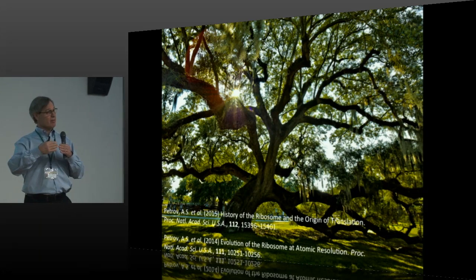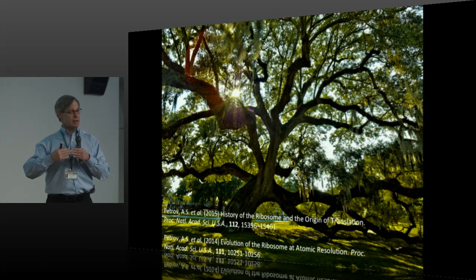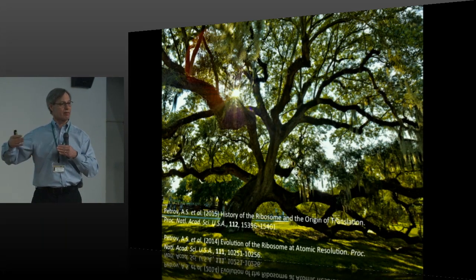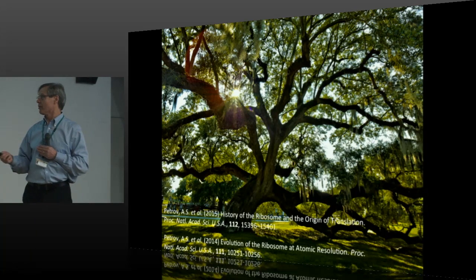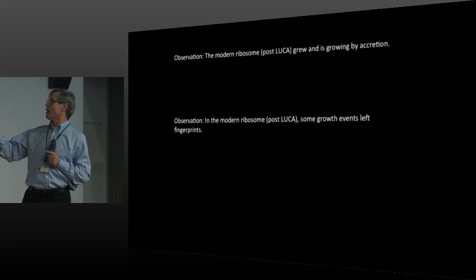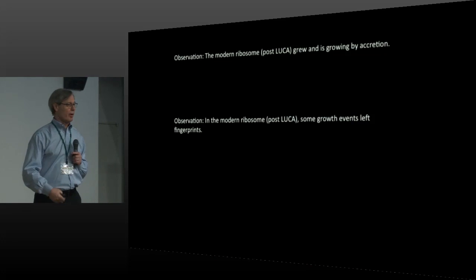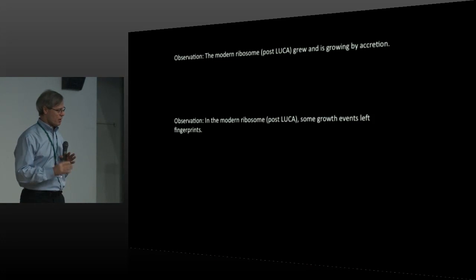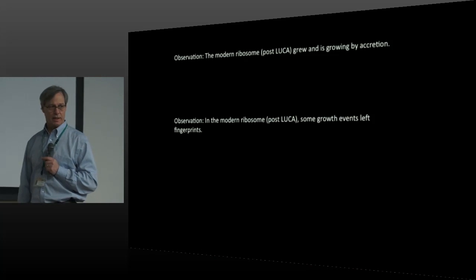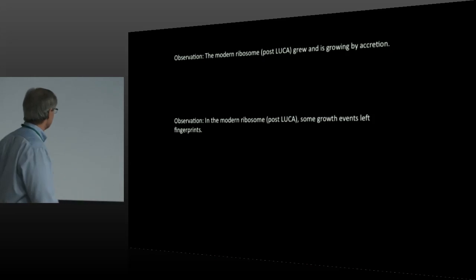So what this really means is there is a history of biology before LUCA, because the ribosome was done at LUCA, and we have ways of reading out the history of that ribosome. So just to be really clear, these are observations. The modern ribosome grew, and it is growing by accretion. And we know that because we have crystal structures of so many ribosomes across the phylogenetic tree. So that is what we call an observation.